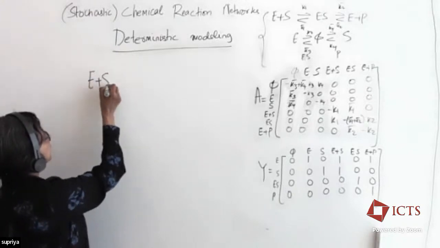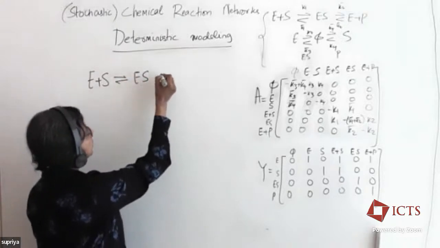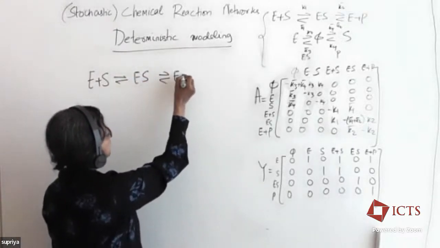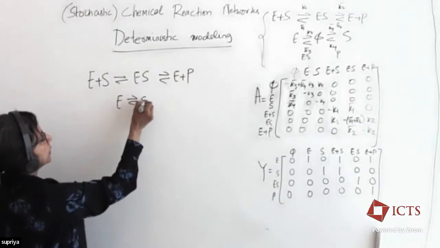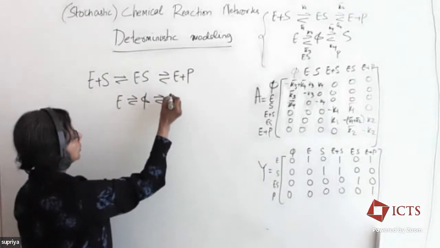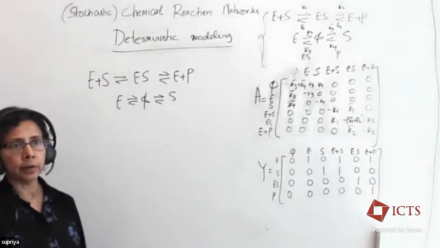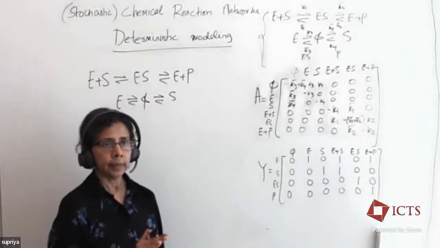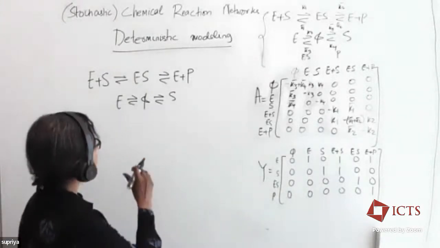E plus S goes to ES goes to E plus P, and E goes to phi goes to S, with all our K's and K bars and everything. And of course, if we can do it here, we can do it anywhere. So this is just an example.